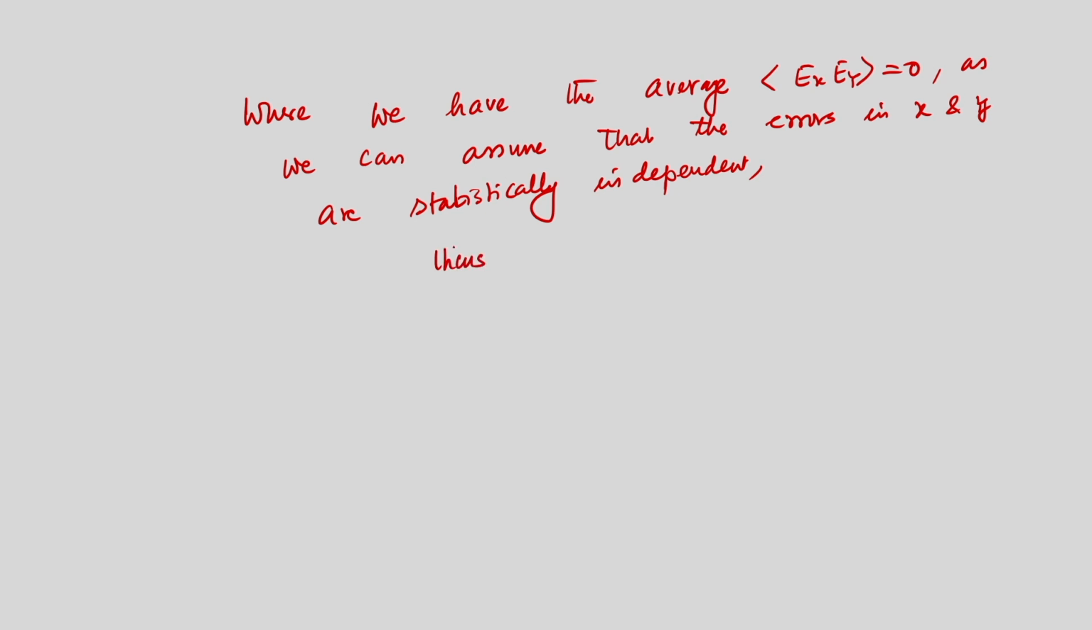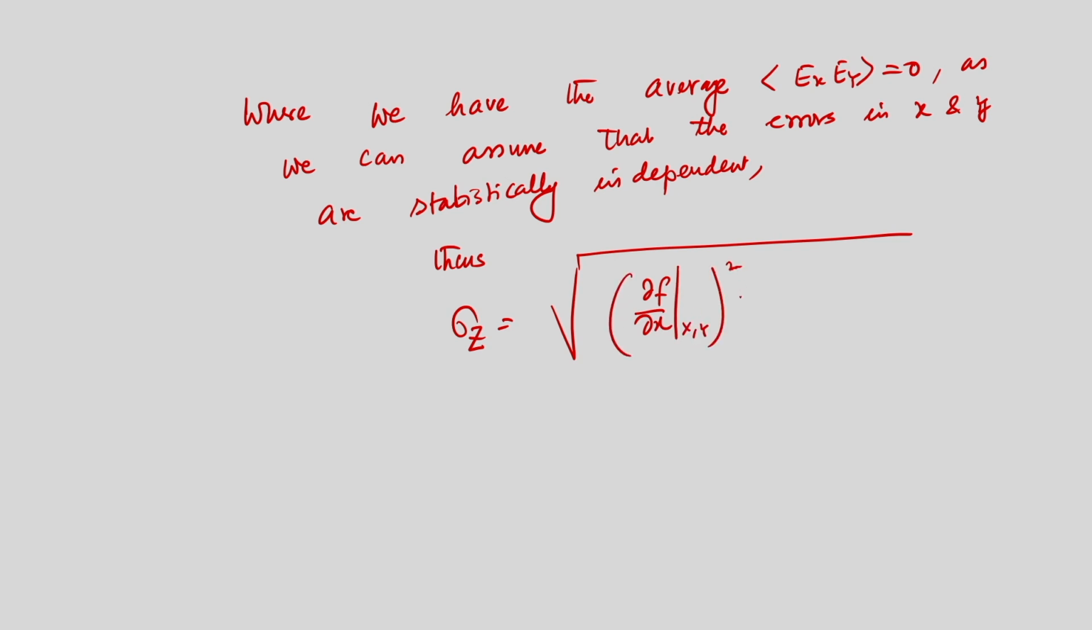Thus, sigma z we can write as the square root of del f del x squared sigma x square plus del f del y squared sigma y square, right. So, this is what we have calculated.